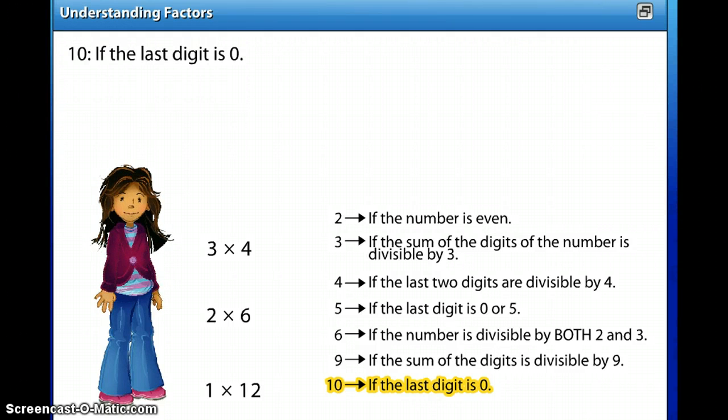10. If the last digit is 0. Okay, and anything is divisible by 10 if it ends in a 0. So make sure you have these rules written in your notebook.